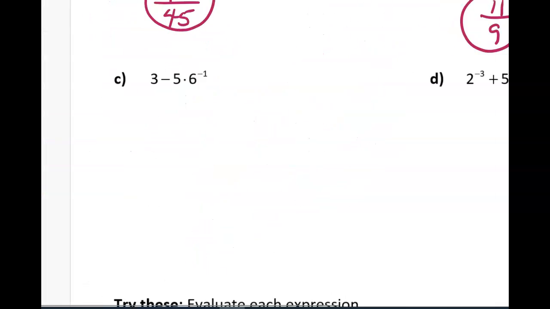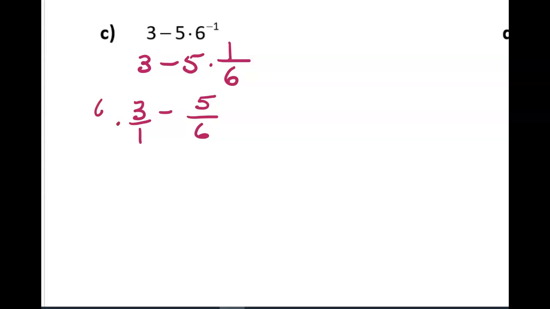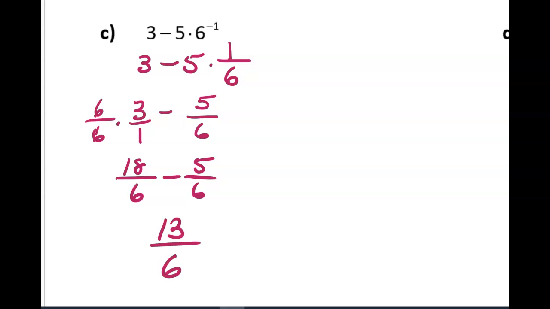All right, let's try C. We have an exponent to do first, so I'm just going to bring down my other operations. And 6 to the negative 1 is 1 over 6. Next, multiplication. But remember, 5 is the same as 5 over 1, so that's going to give us 5/6. Now we need a common denominator, and you can put your 3 over 1 if you want to, and then multiply that by 6 over 6, so that we get 18/6 minus 5/6 is 13/6.